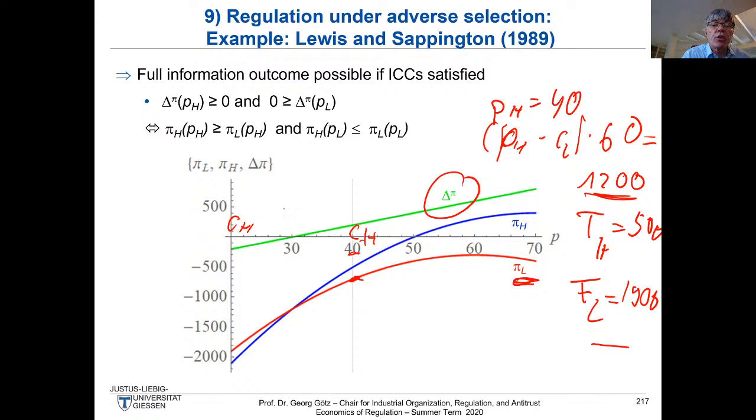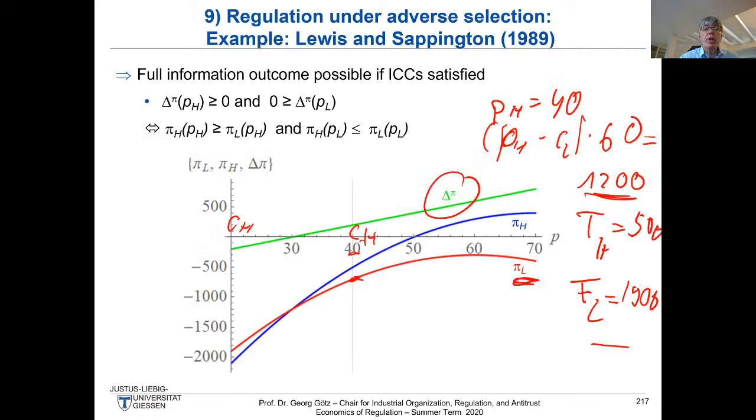The profit of the high type is higher for the high price than for the low type, and for the low price it is just the opposite. Again, hopefully it really only becomes clear once you calculate the example, the problem in the problem set.